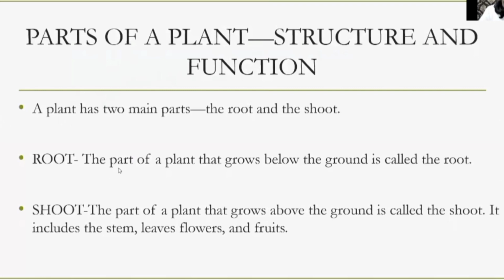Now, the part of a plant that grows below the ground is called the root. What is shoot? The part of a plant that grows above the ground is called shoot. So it includes stem, leaves, fruits, flowers. They are all called shoot, the part of the plant that grows above the ground.